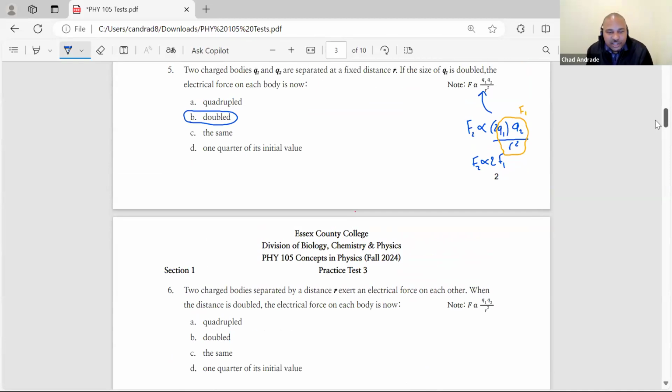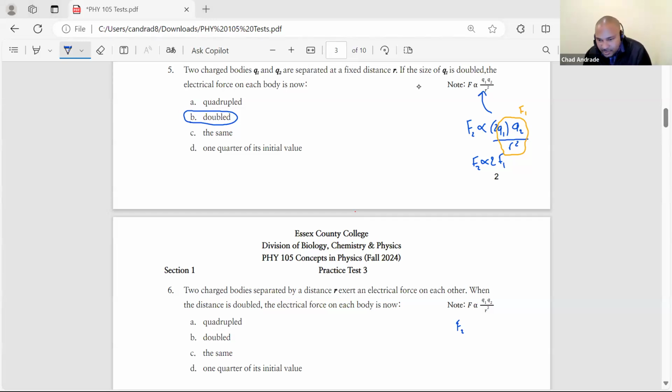Question 6 says, two charged bodies separated by distance R exert an electrical force on each other. When the distance is doubled, what happens to the electrical force? So this time I'm going to do the same thing. I'm going to write down a new force. This force is going to be F2. And the only thing I'm going to do is double the distance.